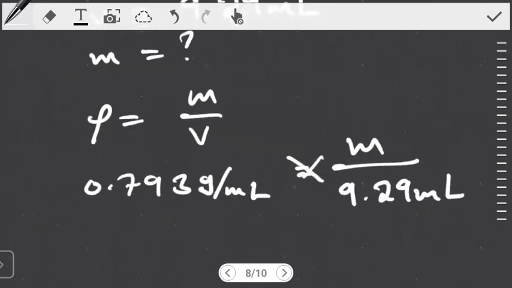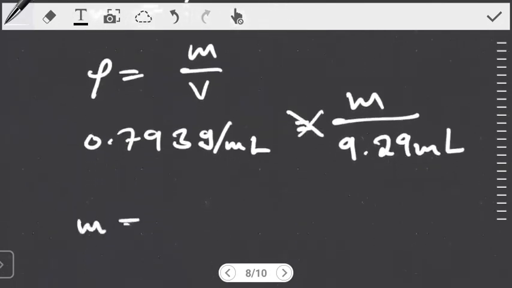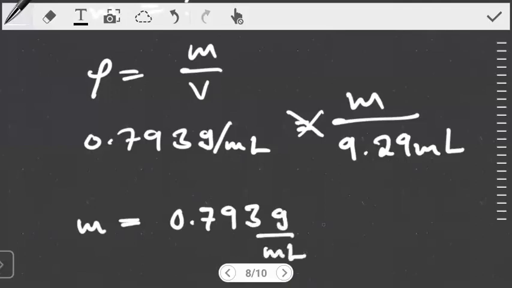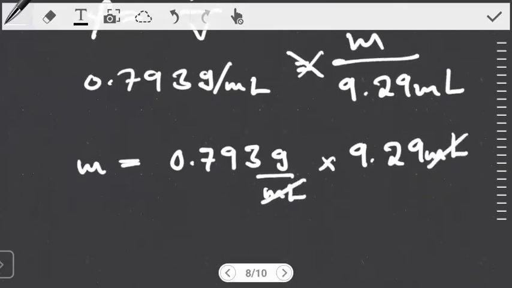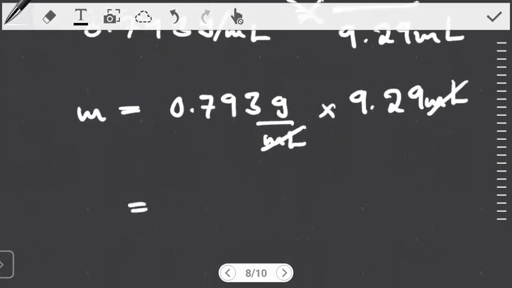When I cross multiply here, you see that now I have the mass is equal to 0.793 grams per milliliter times 9.29 milliliters. And here you will see that the milliliter and the milliliter will cancel out. And the mass that comes out here when you perform the multiplication is going to be 7.37 grams. Okay, so you can give it out in grams, or you can give it in kgs if you just want to be careful.